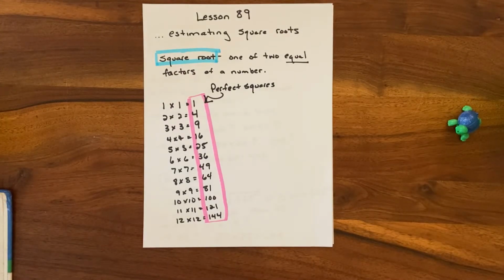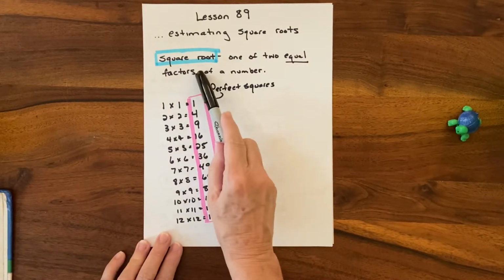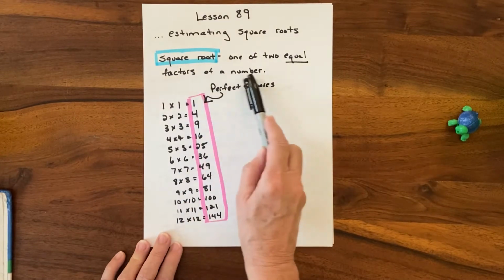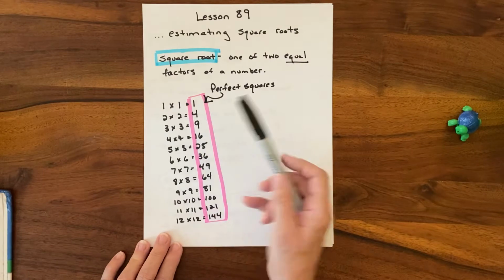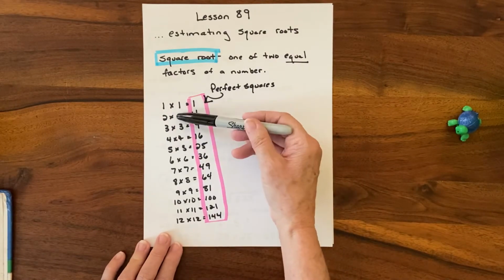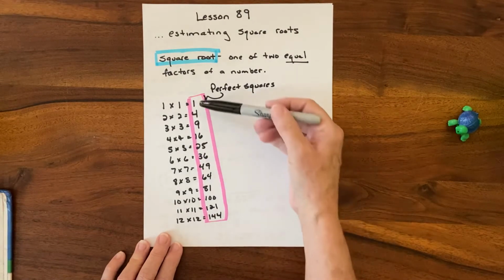Hey guys, this is lesson 89, estimating square roots. So to review a little bit, a square root is one of two equal factors of a number. 1 times 1 is 1, 2 times 2 is 4. So the square root of 4 is 2, right?